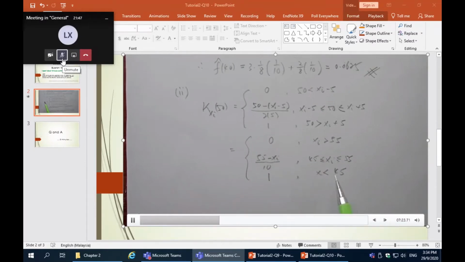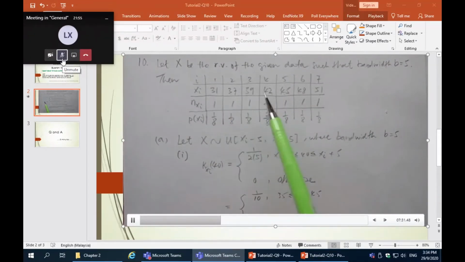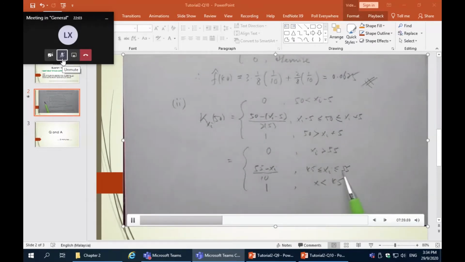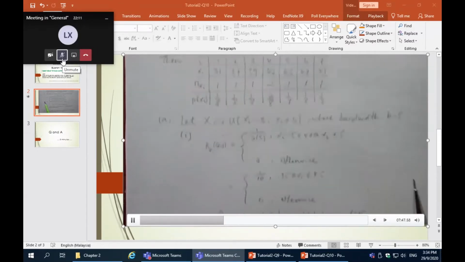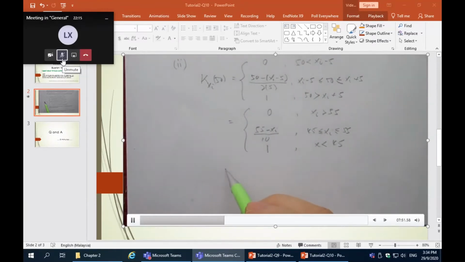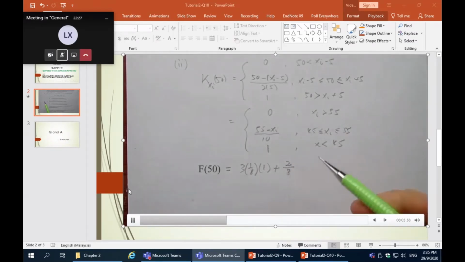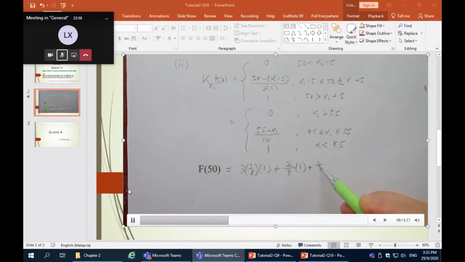So whatever the data is less than 45, the k value is 1. That means these 4 data will have the k value 1 based on this probability. And the data that falls in this group will have this value. So that means these 3 data based on this probability will have this value. So here we will have 3 times 1 over 8 and multiply this k value, which is 1, and plus I have 1 data where the probability is 2 over 8 and multiply this k value, which is 1. And I have 3 data which fall in this group with the same probability, which is 1 over 8, and multiply this value.